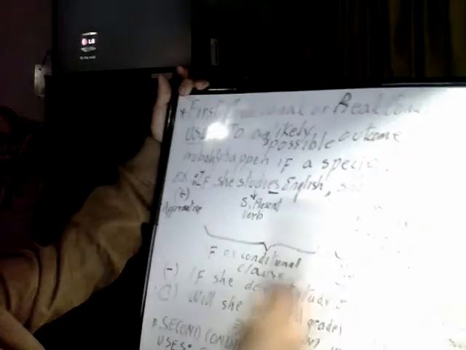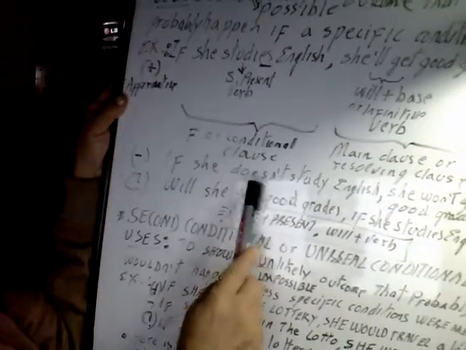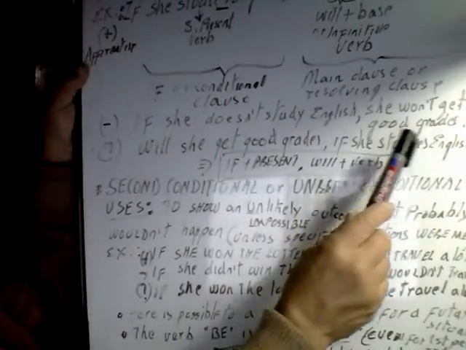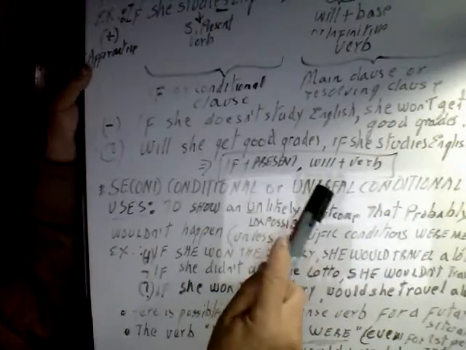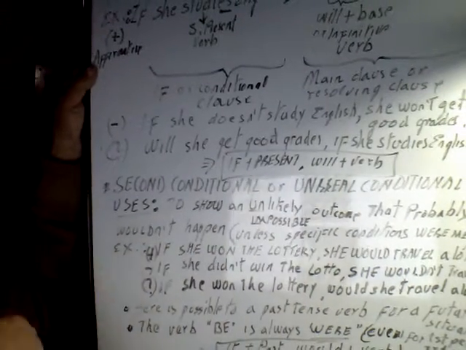Here we are doing the affirmative form. To change to the negative form, it is necessary to apply the negative form as in the present simple tense. If she doesn't study English, she won't get good grades. Or, she won't get good grades if she doesn't study English. That means the same.